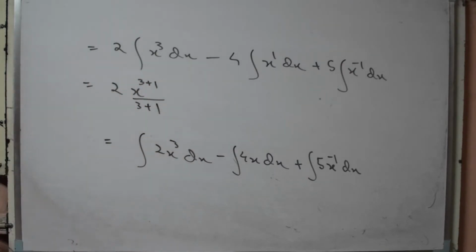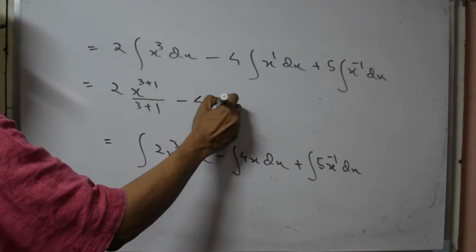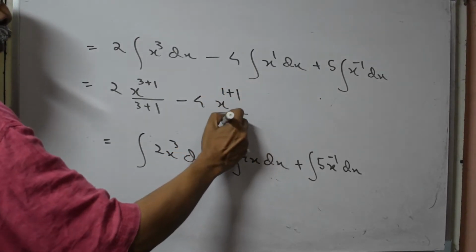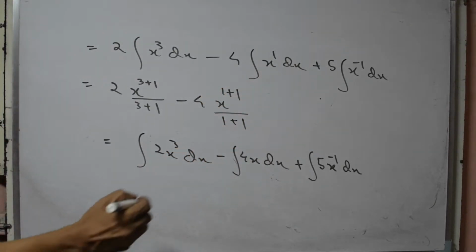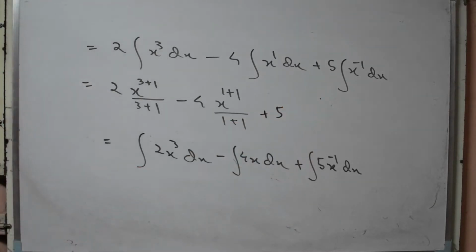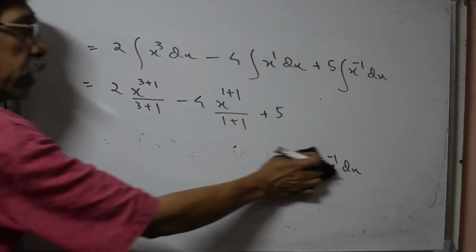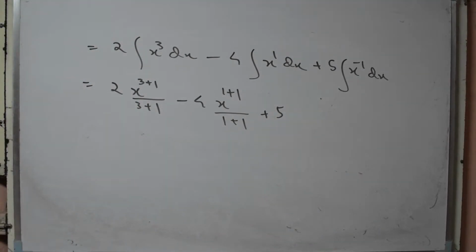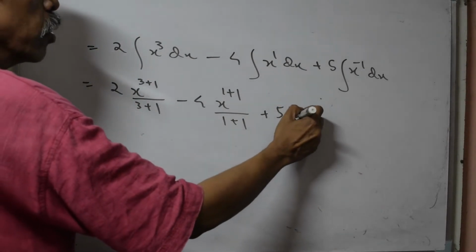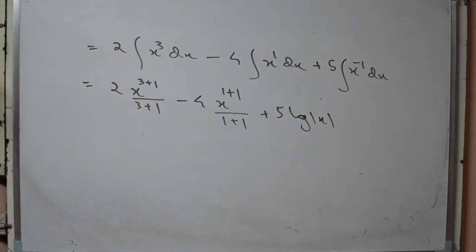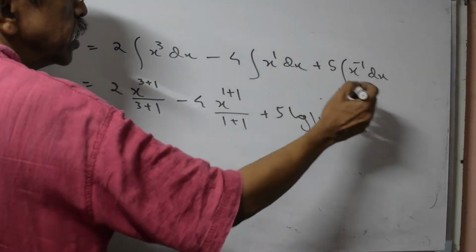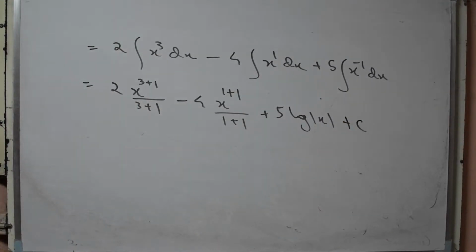What is the formula? The formula was x to the power n plus 1 by n plus 1, minus 4x to the power 1 plus 1 by 1 plus 1, and then 5. We cannot write like this, because x to the power minus 1 cannot be handled in the same manner. It will be log x. And finally the constant of integration c.